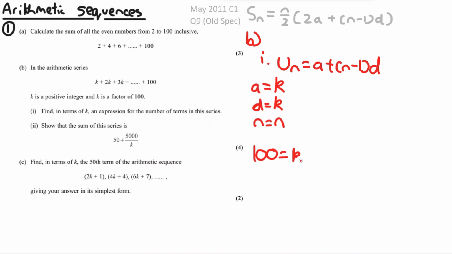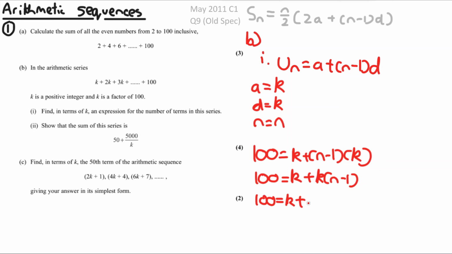a, which is k, plus n minus 1, and then d is also k, like this, and then we're going to rearrange in order to find n, to find what nth term this is, and that's going to be equal to the number of terms in the series. So we can rearrange this just quickly to a bit of an easier format. 100 is equal to k plus k of n minus 1 like this, and we can expand this bracket to get 100 is equal to k plus kn minus k. Then these two k's just cancel out to give 100 is equal to kn. So therefore, if we divide both sides by k, it's going to be n is equal to 100 over k.